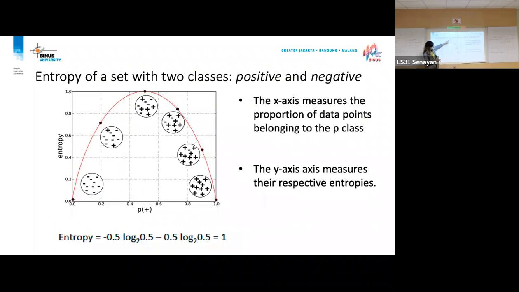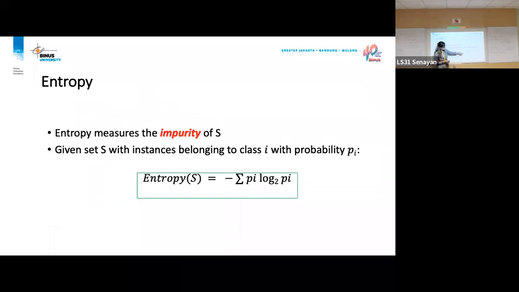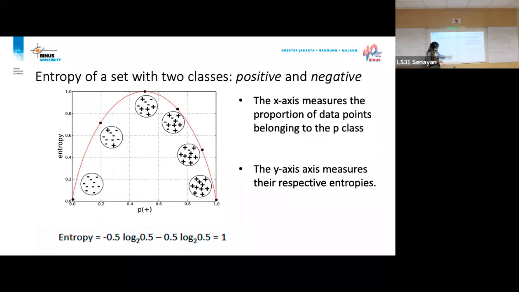How do we come up with this number 1? Basically, it's minus 0.5 because it's a half size. Half size of this population is negative half multiplied by log base 2 of half. And then minus again, because the other half of the value is positive, so it's minus half log base 2 of half, which equals 1. Right, so that's the first concept.